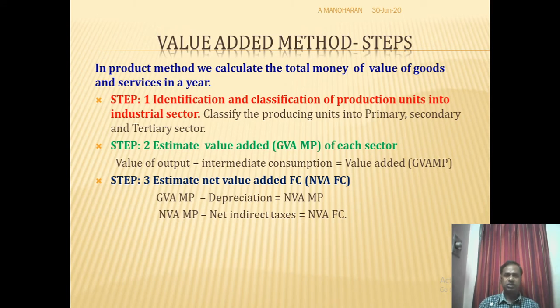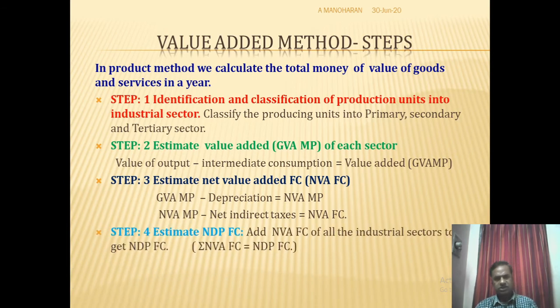Third step is net value added factor costs. Here, we have already calculated value added. This value added minus depreciation is equal to net value added market price. Ultimately, in the value added method, we have to find out net value added factor costs. So net value added market price minus net indirect taxes is equal to net value added factor costs.